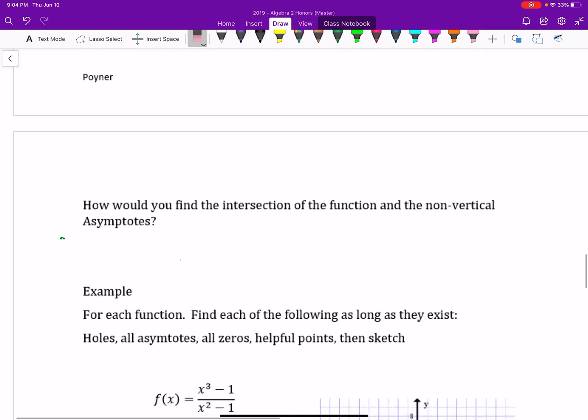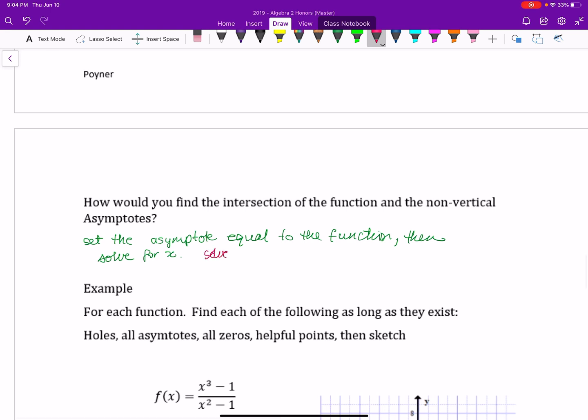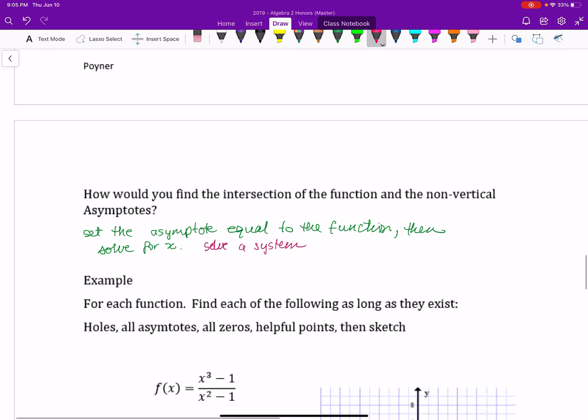How would you then find the intersection of the function and the non-vertical asymptote? That is the next question. Pause it, try and answer it, and then come back. We set the asymptote equal to the function itself. In other words, we're basically solving a system, where the function itself and the asymptote are the two parts of the system that we're trying to solve. All right, next we're going to try some examples.